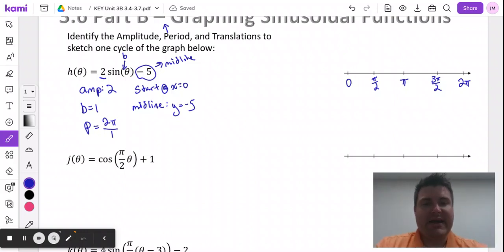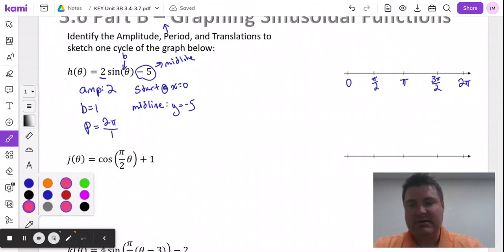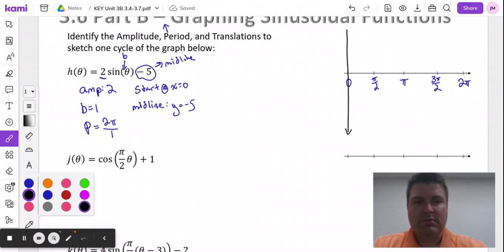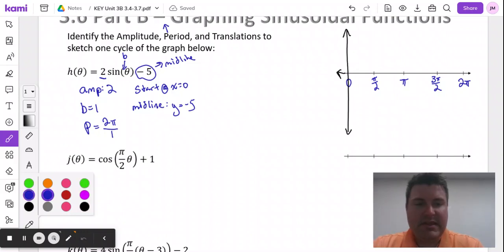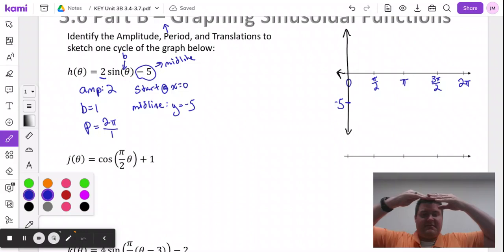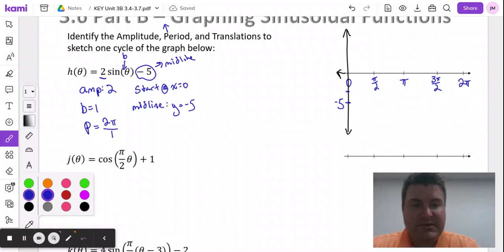Okay, I can now draw my y-axis, and I will do that in black here. So my y-axis is right here. This is my x-axis. And then my midline, I'm going to label at -5. Since my amplitude is 2, I'm going to go up from -5 by 2 and down from -5 by 2. So I'm going to label this right here as -3 and this one down here as -7. So this is all that you need to label for this. And from here we can get everything. All the important parts are there.